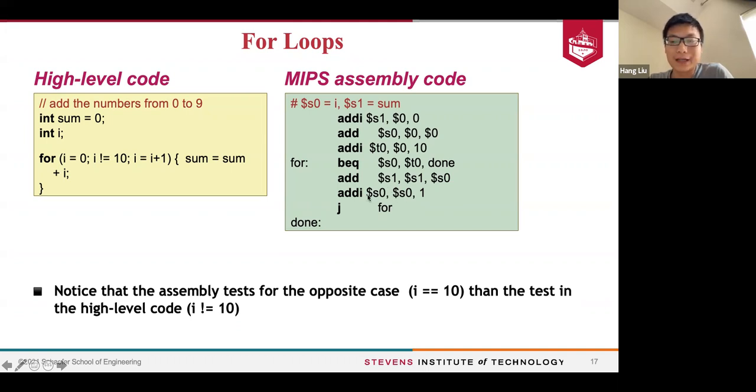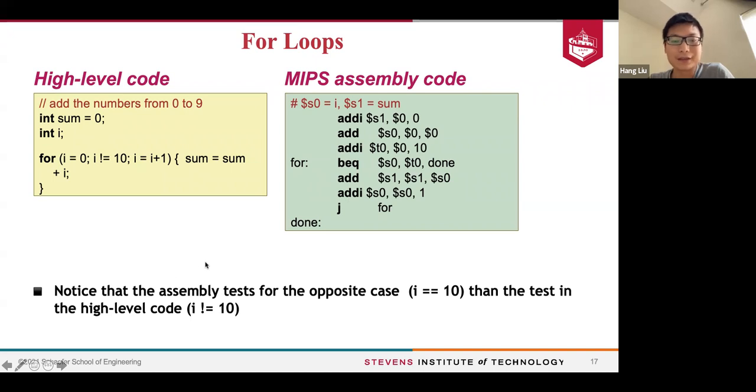After we do this, at the end of the iteration, we add i by 1, right? S0 is i. And then we jump back to 4. In 4, we keep checking whether the condition is met until i equals 10, which means S0 and T0 are equal. Then we jump to the exit.